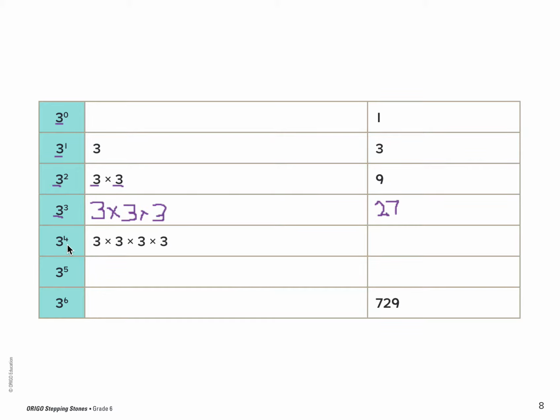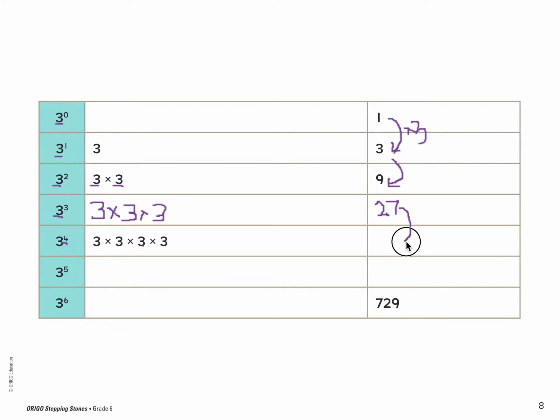Then we have 3 to the fourth power. How many times are we multiplying 3? 1, 2, 3, and 4. Do you guys see any other patterns here? Look what happens every time we go from one row to the next. I'm adding 2, but is that what happens from 3 to 9? Nope. Think of a different operation. I am multiplying by 3 every time. 1 times 3 is 3, times 3 is 9.